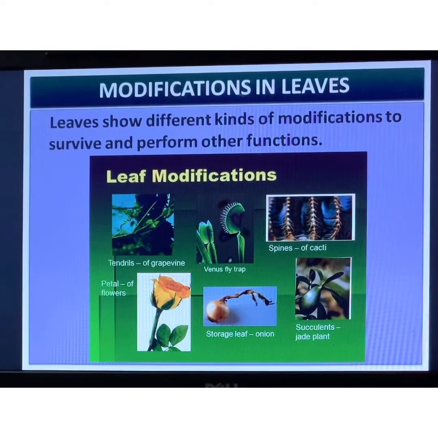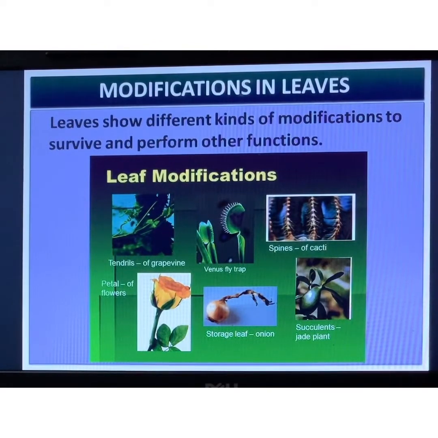Now, why do leaves have to modify? The leaves will show different kinds of modifications so that they are able to survive in whichever habitat they are growing, and they will perform other functions. Why other functions? Because they are going to do photosynthesis. They are going to do transpiration. Apart from that, they will also perform other functions which will help the plant grow and survive in that particular habitat.